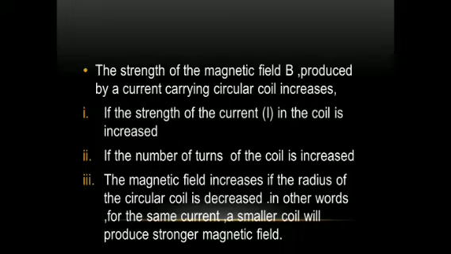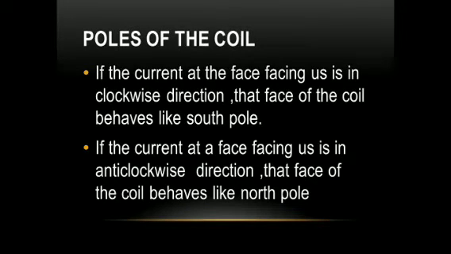The strength of the magnetic field B produced by a current carrying circular coil increases if the strength of the current of the coil is increased, and if the number of turns of the coil is increased. The magnetic field also increases if the radius of the circular coil is decreased. In other words, for the same current, a smaller coil will produce a stronger magnetic field.